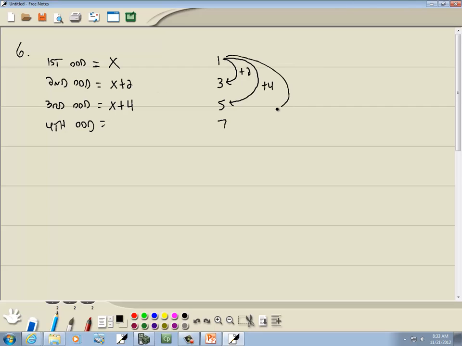And to go from the 1 to the 7, we added 6. So to go from the x to this one, we're going to add 6. Do you see how it's exactly the same pattern as you did with the simple number example as what you do with the x's?